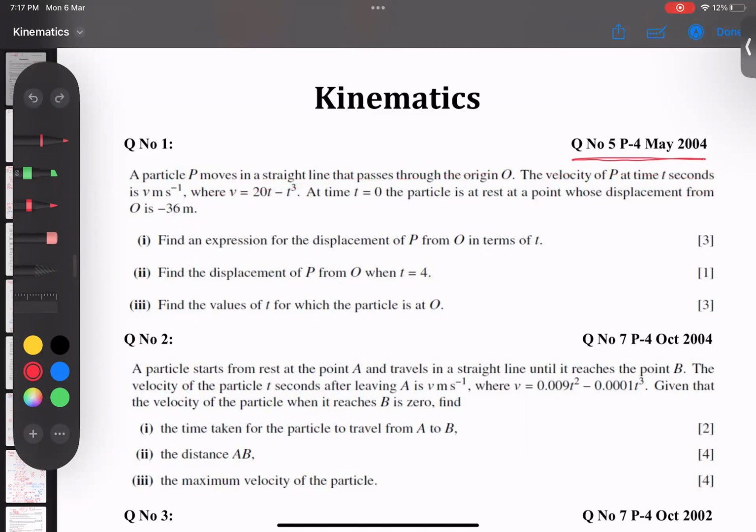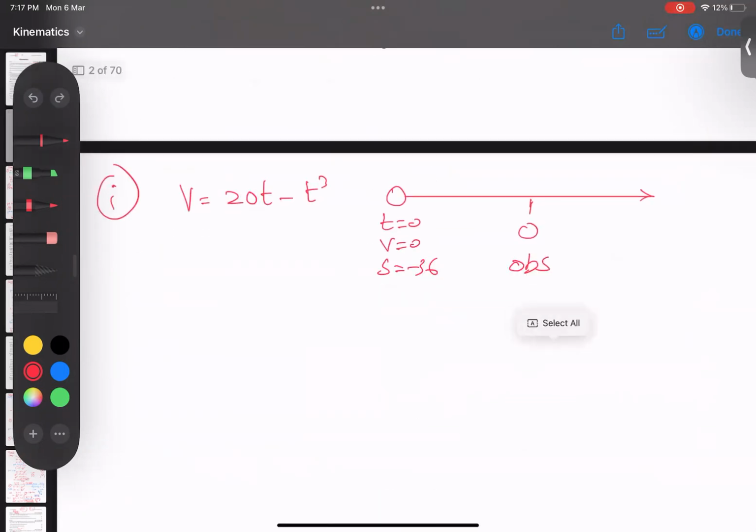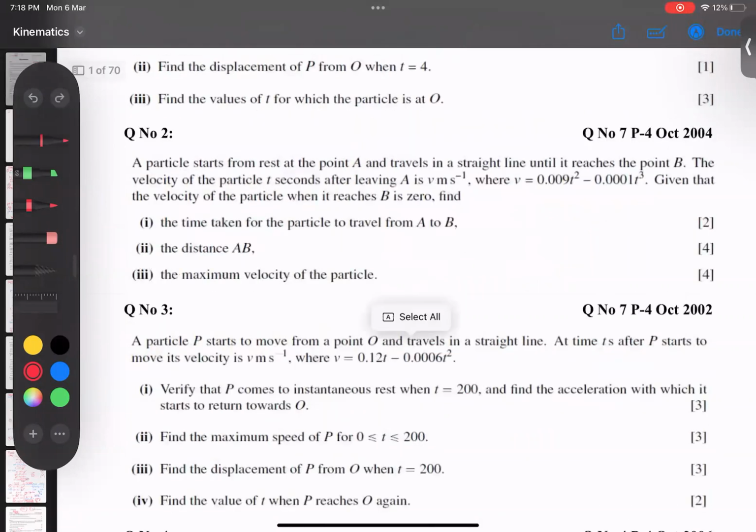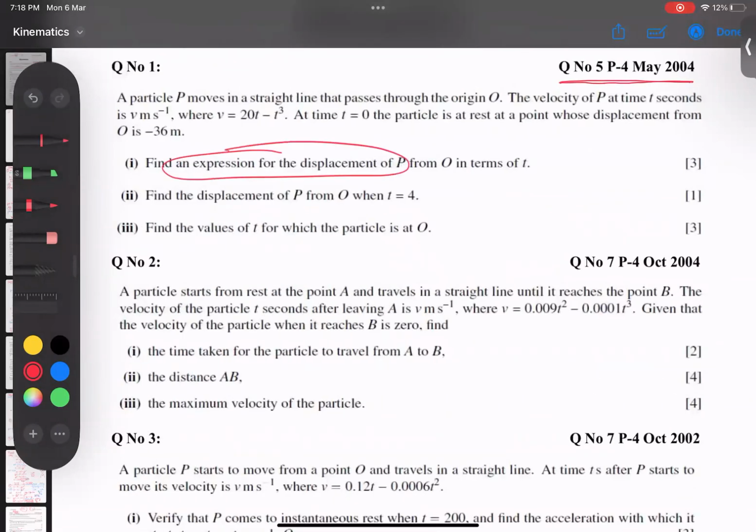I repeat, an observer is here somewhere, and when I say time is 0, the velocity is just starting from there, and displacement means it is 36 meters back from the observer. First, the particle will go towards the observer, and when it reaches here, displacement becomes 0, and then displacement becomes positive. So here displacement is negative, here it is 0, and here it becomes positive. The first part is asking us to find an expression for displacement from O.